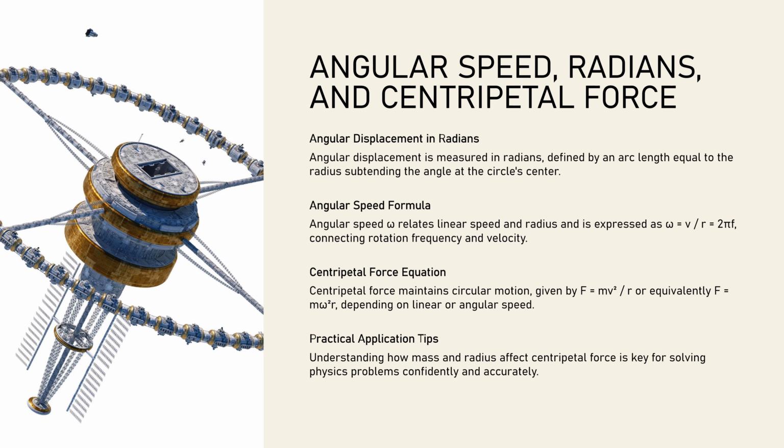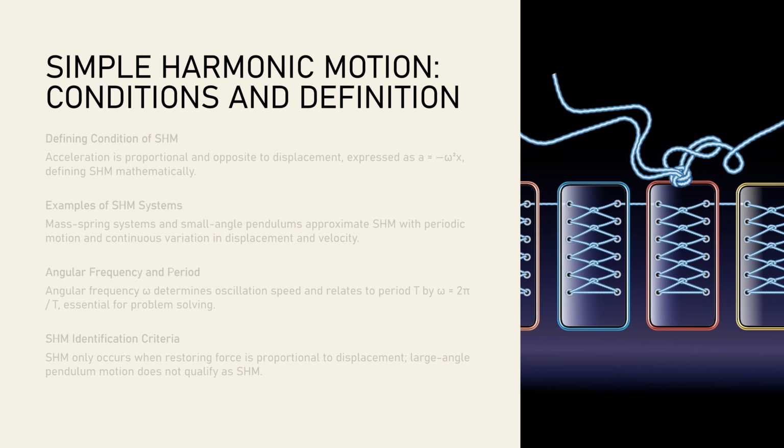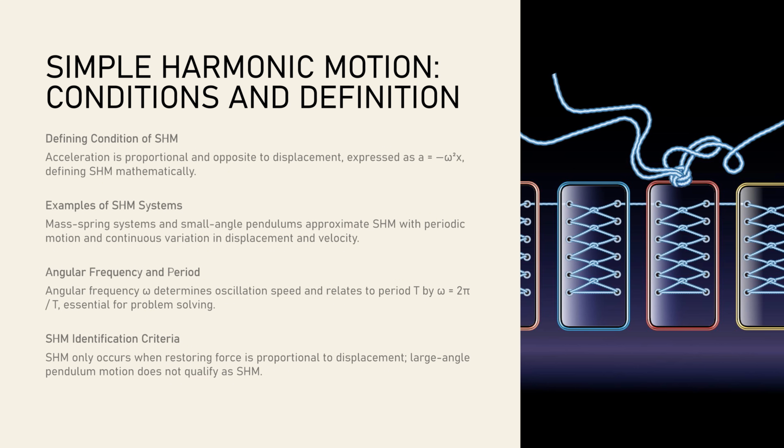The centripetal force required to maintain circular motion is given by F equals mv squared over r, or equivalently F equals m omega squared r. Simple harmonic motion, SHM, is a specific type of oscillatory motion defined by a precise mathematical condition. The acceleration of the object is directly proportional to its displacement from a fixed equilibrium position and is always directed towards that position. This is expressed by the defining equation a equals minus omega squared x, where x is the displacement, omega is the angular frequency, and the negative sign indicates that the acceleration is a restoring acceleration.